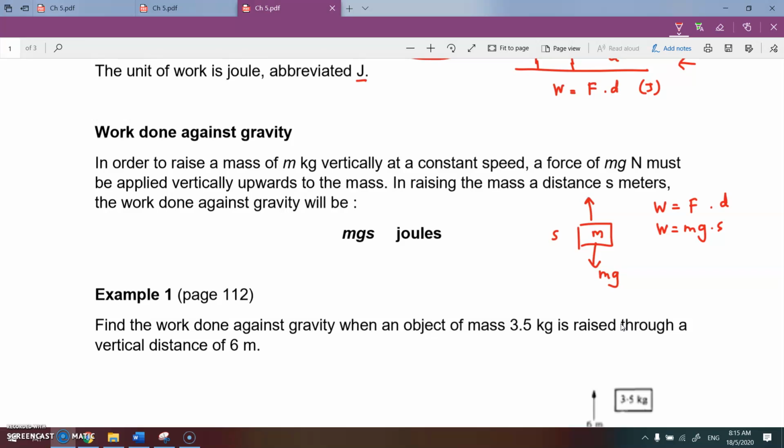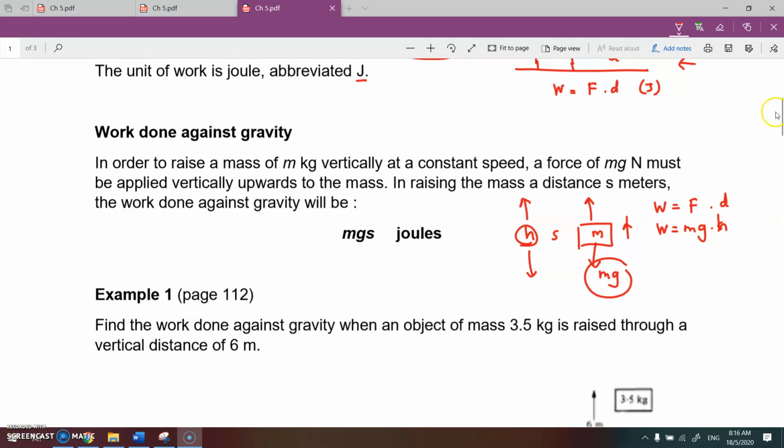Because we move it vertically, normally we can say the distance is the height, so we can use mgh. Please take note that even though the object is moving up, we take the force as mg because it moves at a constant speed. It applies Newton's first law.